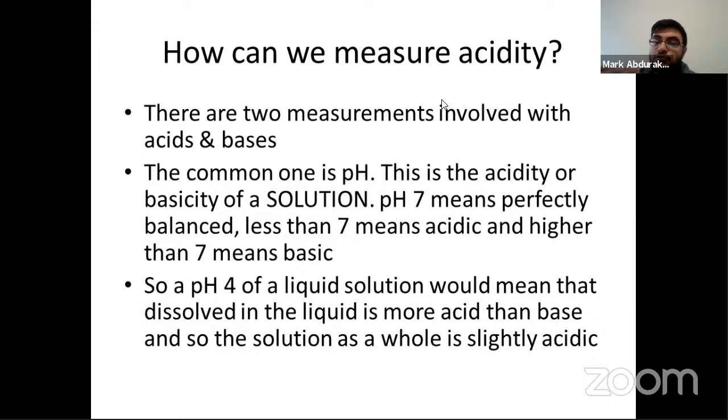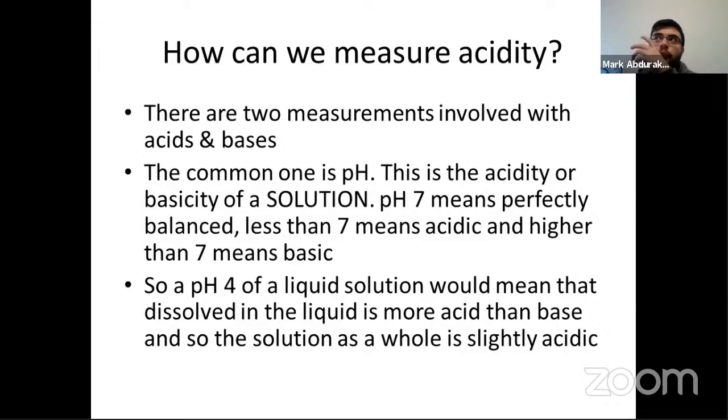So a pH of 4 for a liquid solution would mean that dissolved in the liquid is more acid than base, and so the solution as a whole is slightly acidic. There may be some base in the solution, but there's much more acid. Okay. And pH is simply, and we'll get to this later, a measure of the concentration of H+ in the solution.